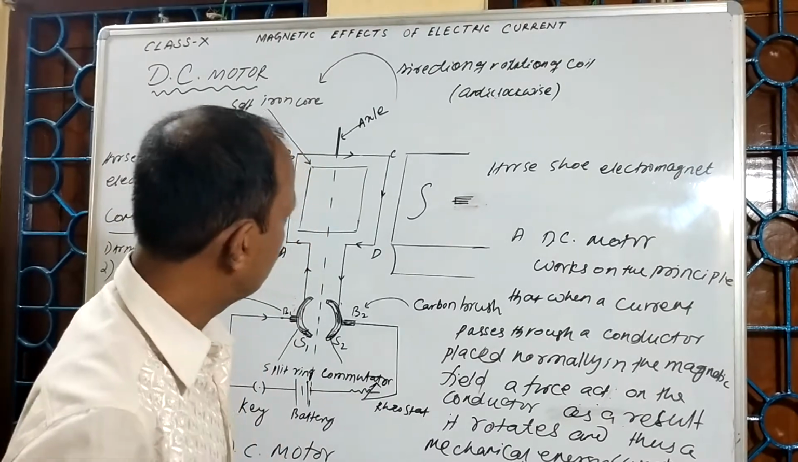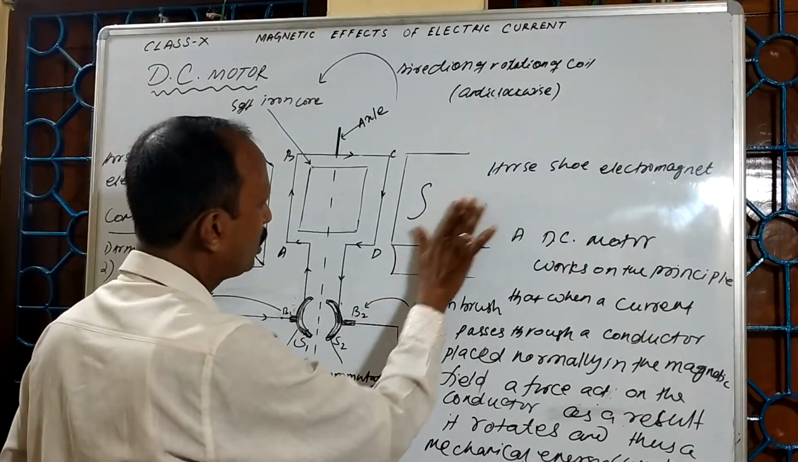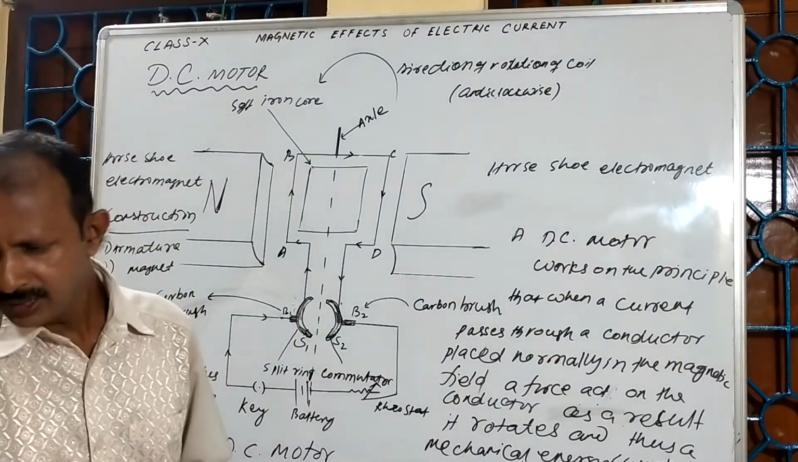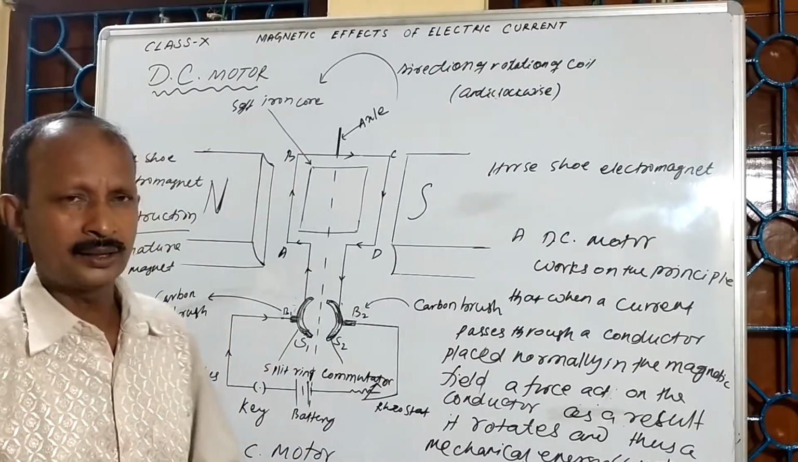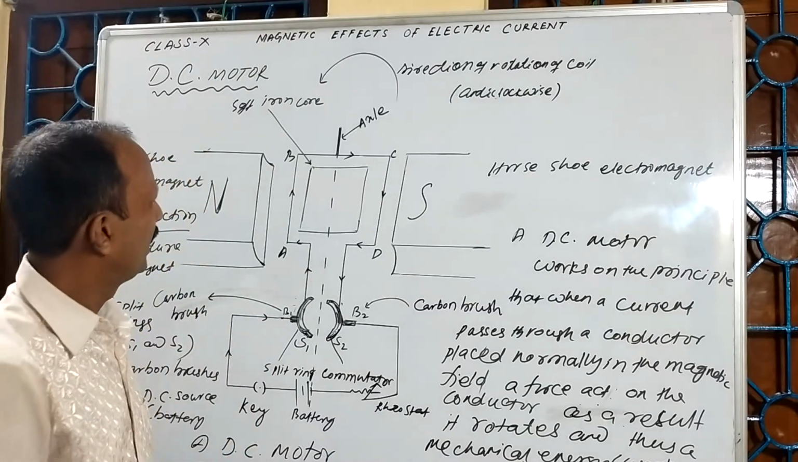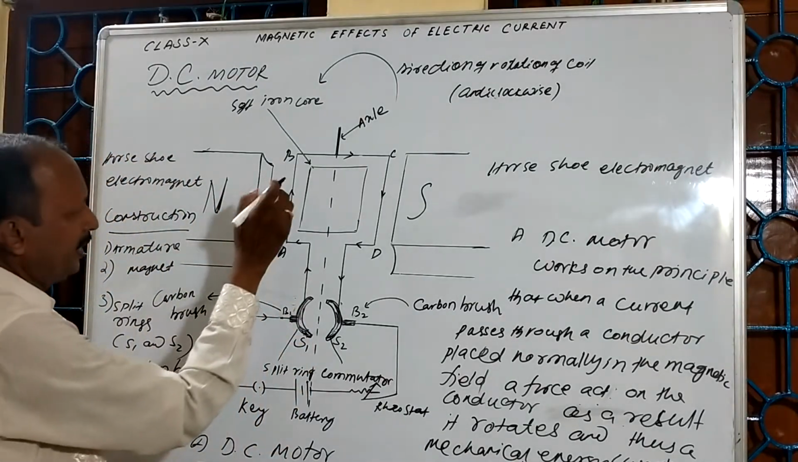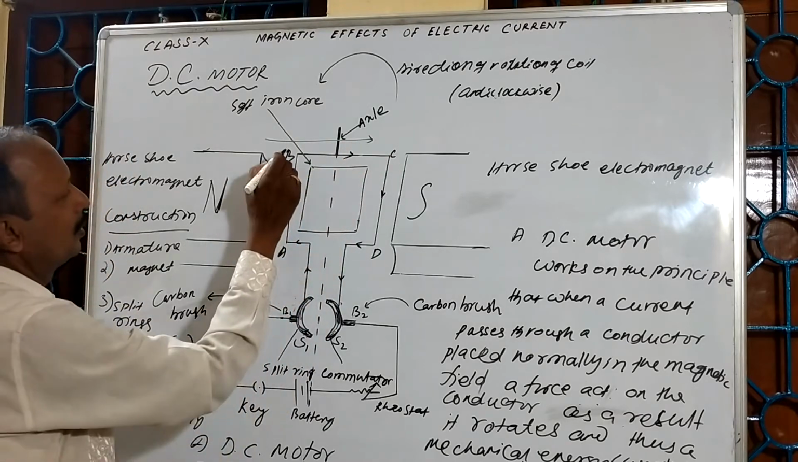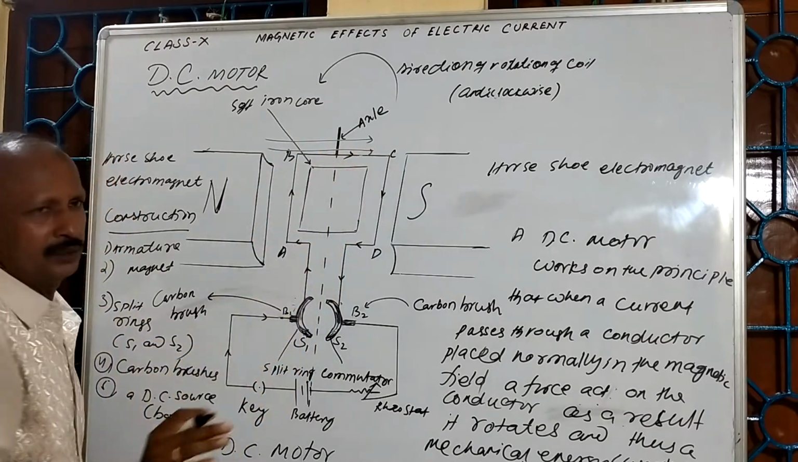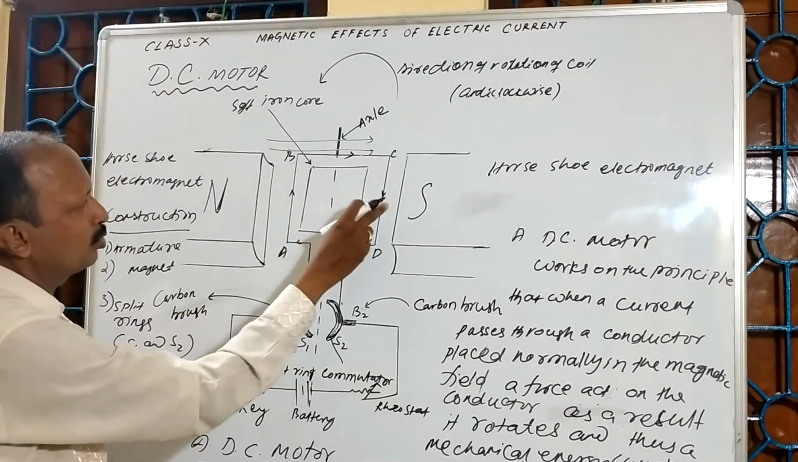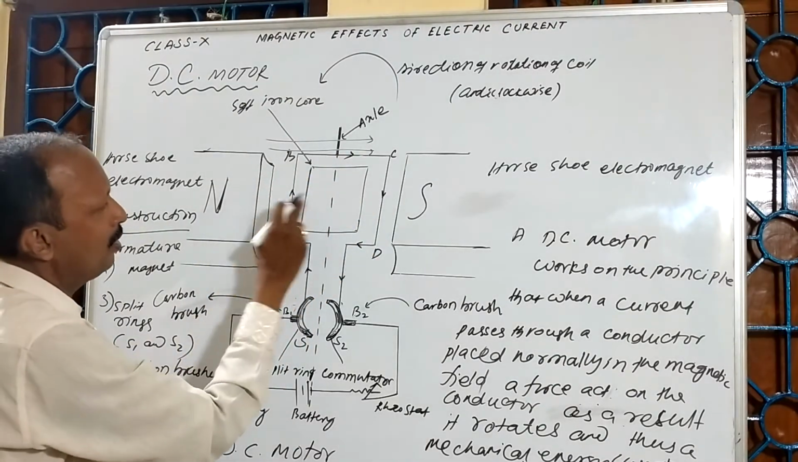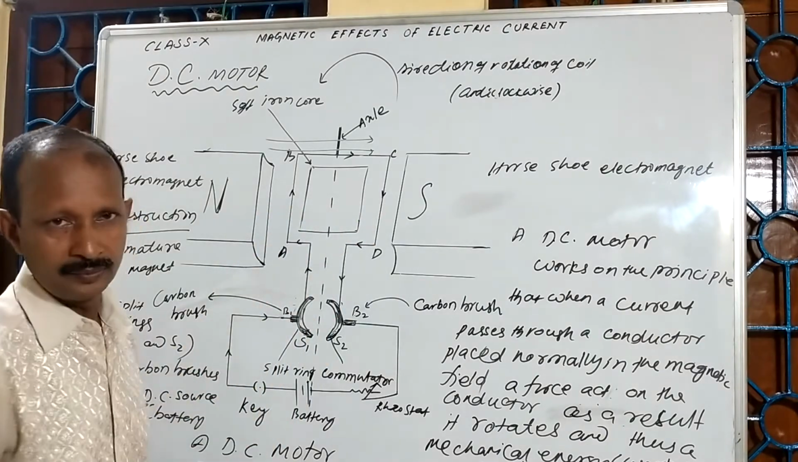Now let us discuss how this motor works. Listen carefully. The direction of the magnetic field, we assume, is from north to south. North to south is the direction of the magnetic field.